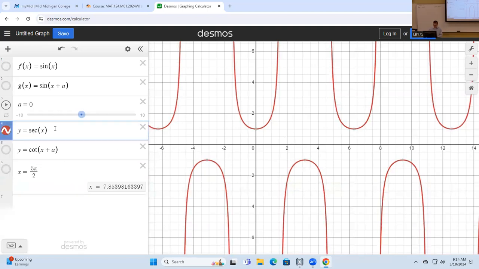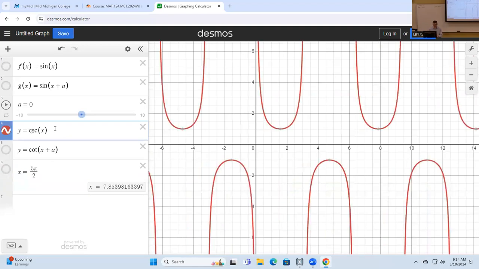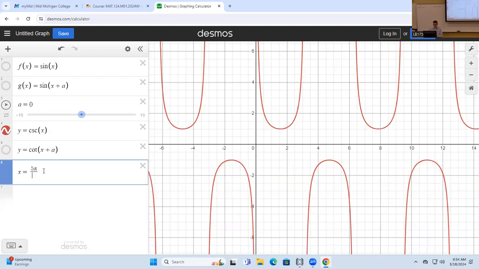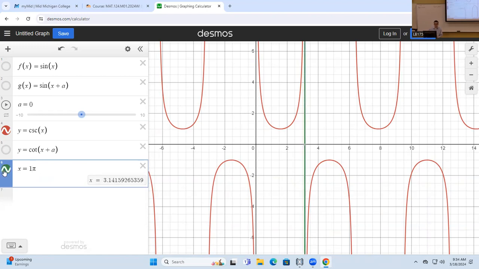Same thing is going to go for cosecant. Looks exactly the same as secant, except moved over a little bit. So we have different asymptotes, and our asymptotes line up with where sine would be 0. So like 1 pi, 2 pi, 3 pi, negative 1 pi, 0 pi, all those types of things.